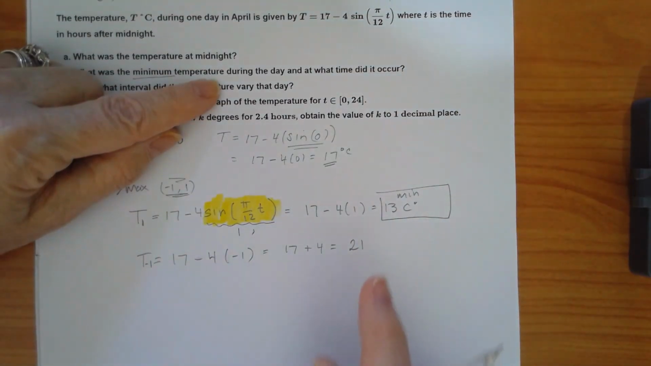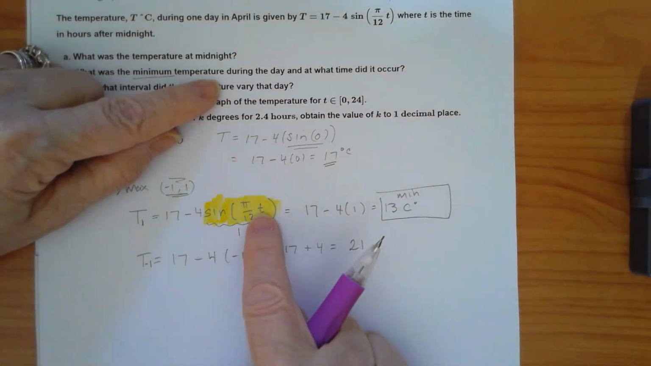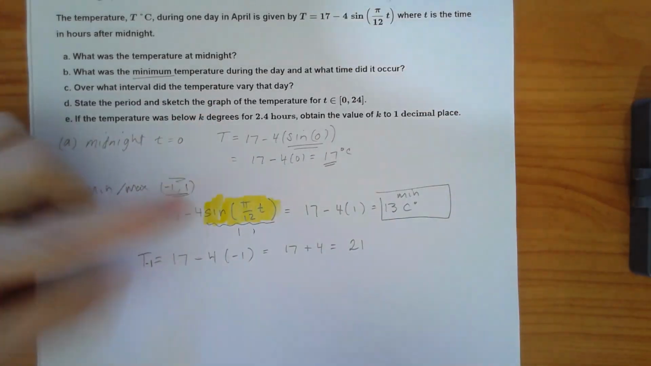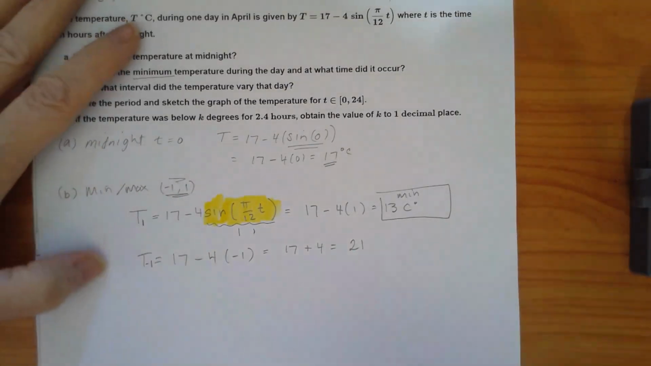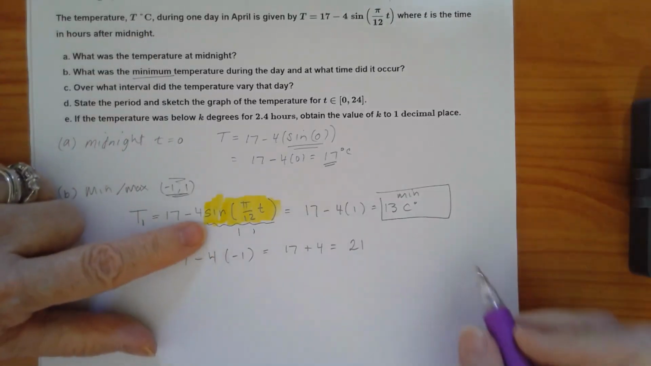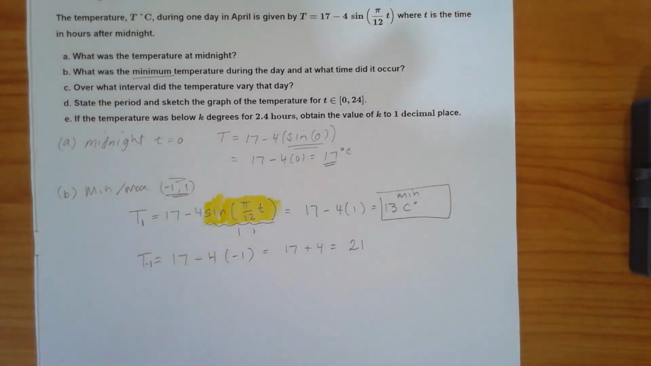Then it says, at what time of day did it occur? So now I've got to find that t. Well, the yellow is giving me the biggest hint in the world. The yellow is saying, okay, I'll find the t for you. I'm going to take that yellow and put it over here.